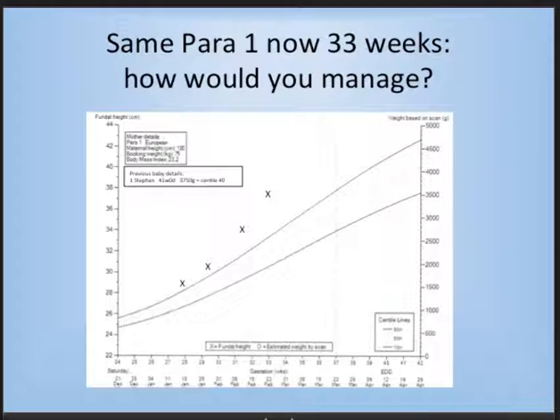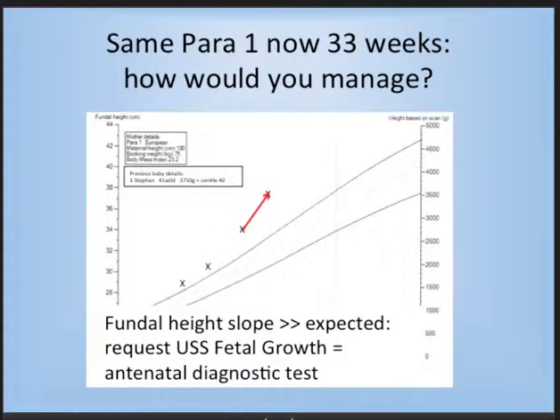If, however, we see now the same lady at 33 weeks and we have now serial plots 4 times, how would you manage this particular situation? Well, it's obvious that the slope of the fundal height chart is more than expected. That means we should request an ultrasound scan for fetal growth, because this raises the suspicion for a large for gestational age baby. The ultrasound scan should be regarded as the antenatal diagnostic test.